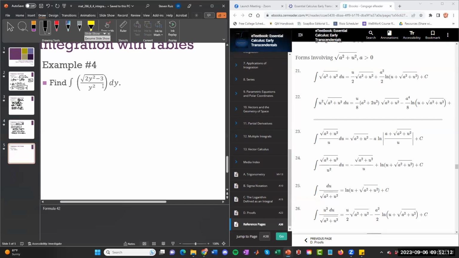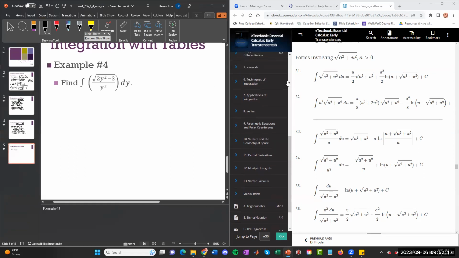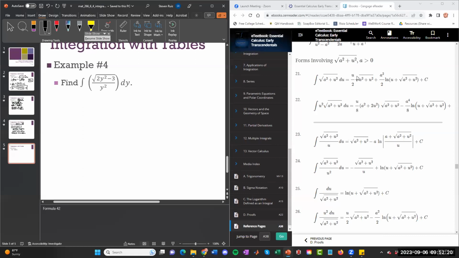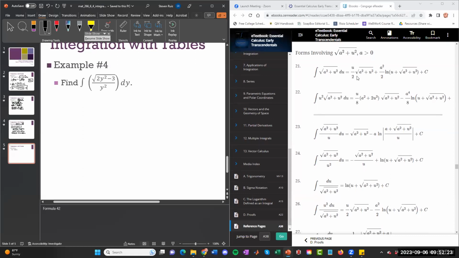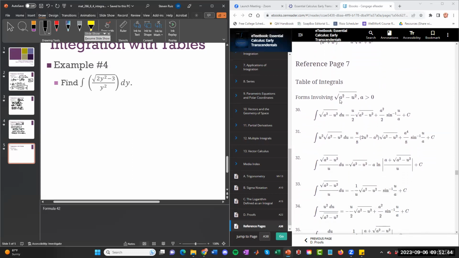All right, last one. Do we have time for it? Okay, so again, we've got 3 minutes, so let's at least see if we can find the right tool. Forms involving radical a squared plus u squared? No? I would think not. This is about a difference. Is it inside these ones, radical a squared minus u squared?